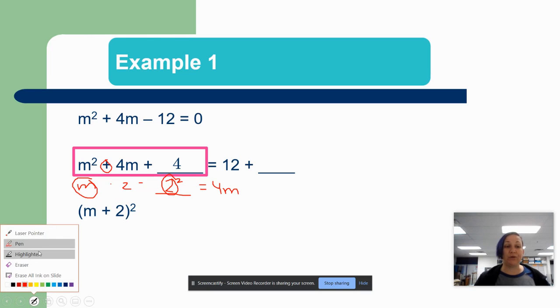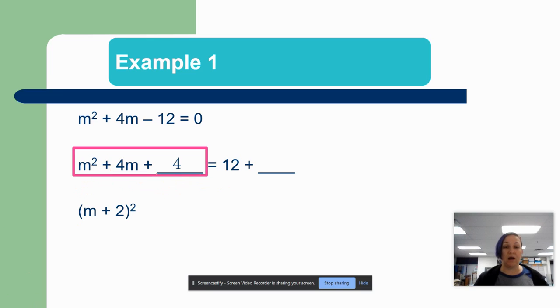Now, I said earlier that whatever we do to the left side, we have to do to the right side as well. So if I decided to add this random 4 on the left-hand side of the equation, I do also have to add a 4 to the right-hand side so that it stays balanced, so that it stays equal. So whatever you put in the blank space on the left side, put it on the right side as well. And I am going to simplify the right side now. So 12 plus 4 is 16.